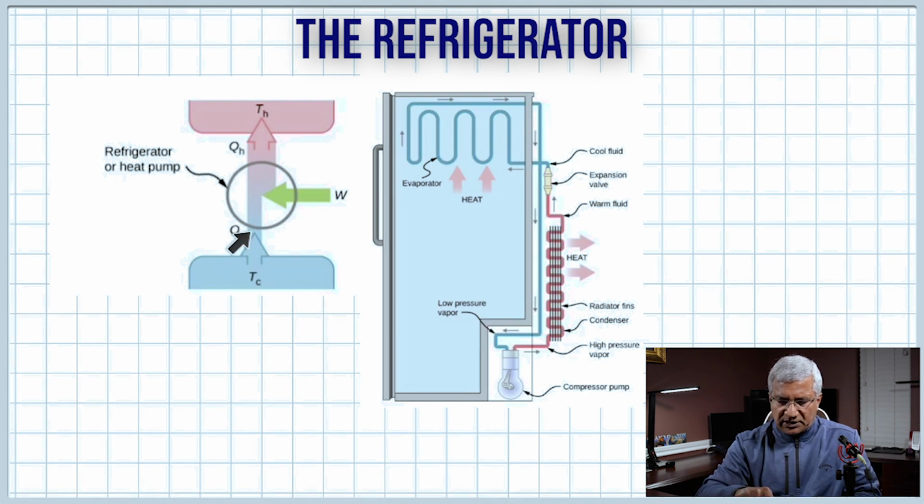Heat QC is absorbed from the cold object at temperature Tc. You see the arrow is in the opposite direction, so work is input, or work is done on the working substance, and it's able to reject heat QH to the hot object at temperature TH.